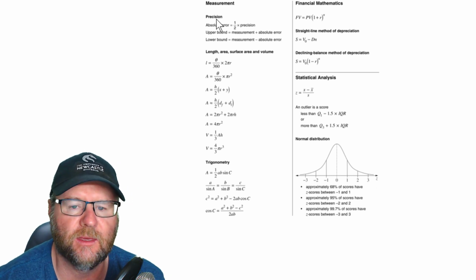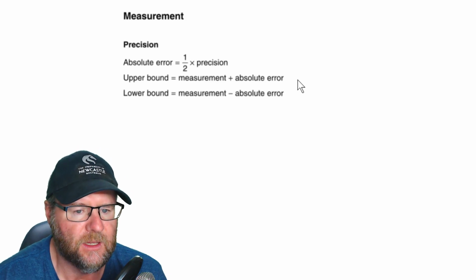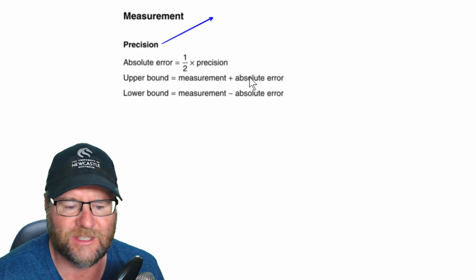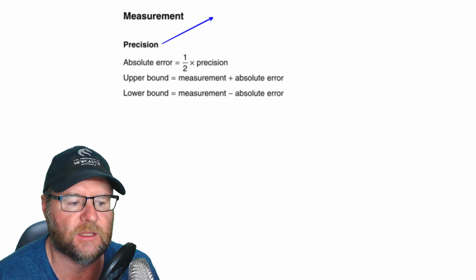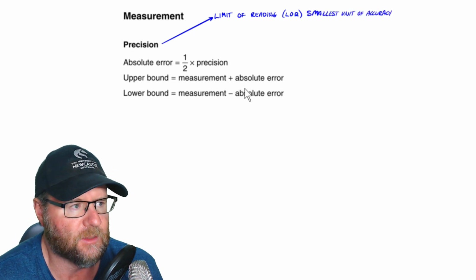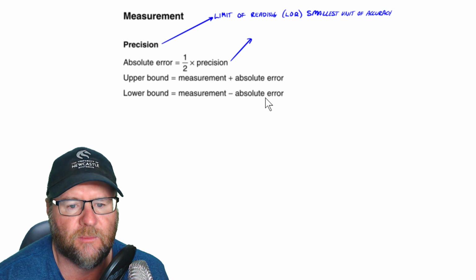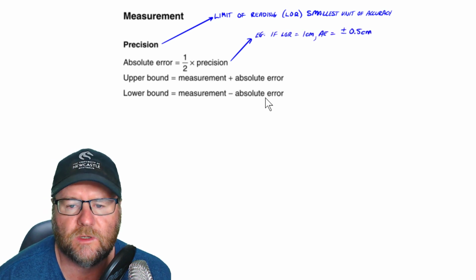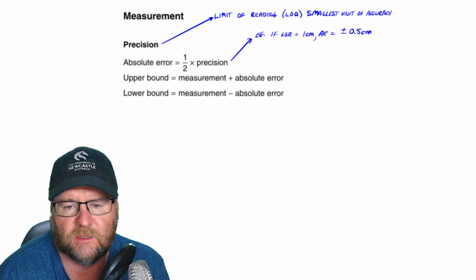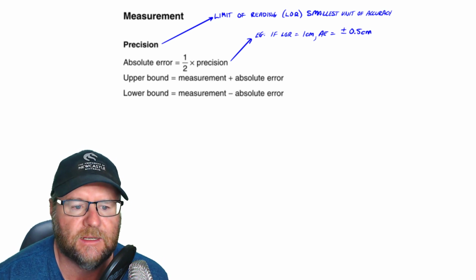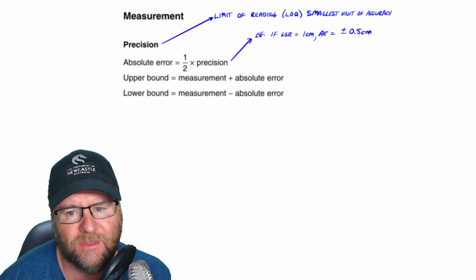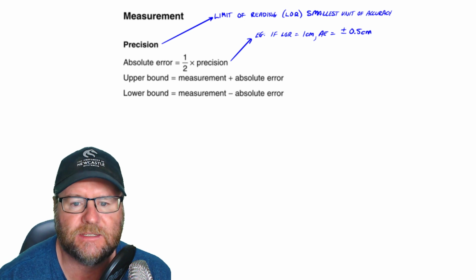We're going to start up here with the measurement section. Precision is simply the term that you might remember us using, which is actually the limit of reading. In other words, that's the smallest unit of measurement or accuracy. You might say, if the limit of reading was 1 centimeter, we could measure with the measuring tape we were using, the closest we could get was 1 centimeter in accuracy. Then we'd say the absolute error is plus or minus half of that limit of reading. In this case, half a centimeter.